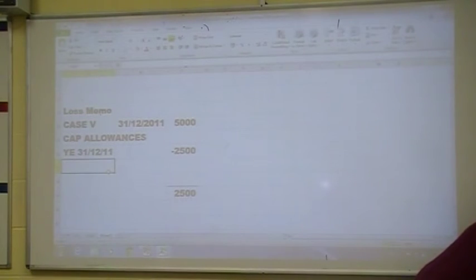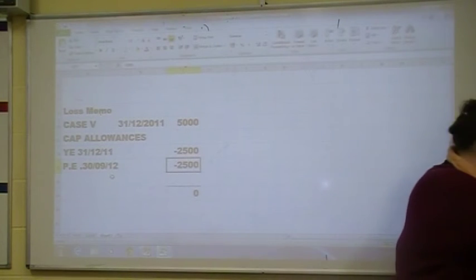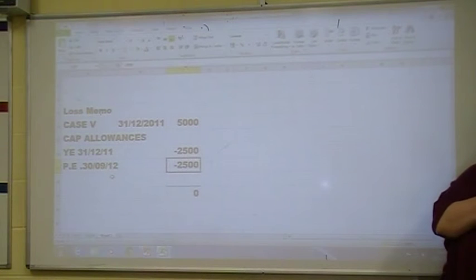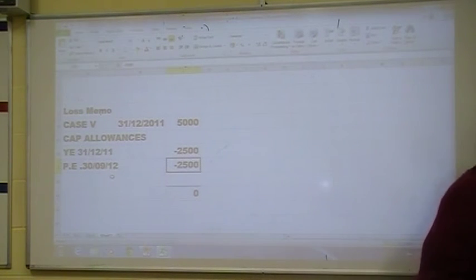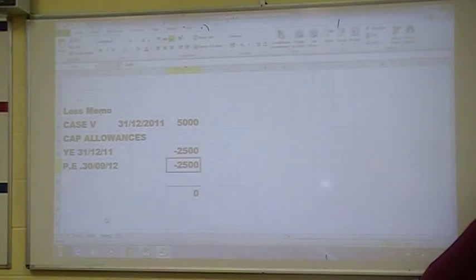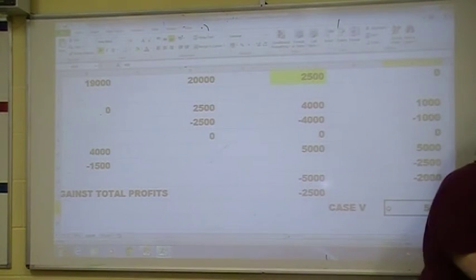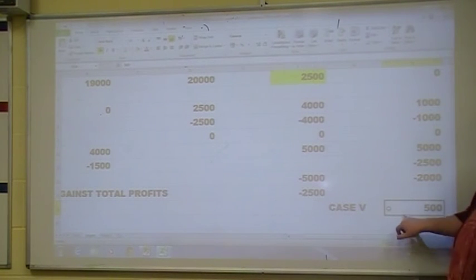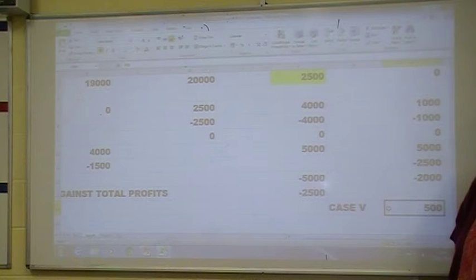So that is period end 30, minus 2,500. So my Case 5 capital allowance loss is actually gone now as well, isn't it? Yeah? What you've left then is 500, is it? I've left 500 inside in September 2012, and I can get rid of that with a value basis current year.